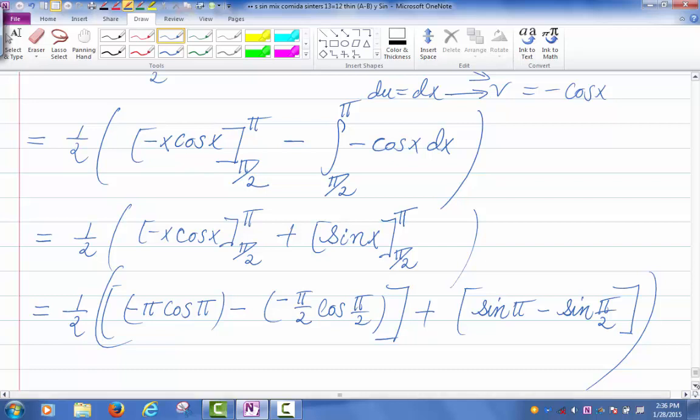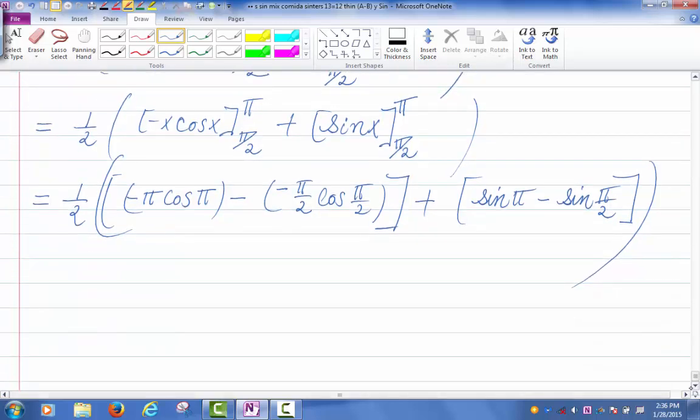Okay, now you need to know trig values. Can you tell me what this quantity is? 0, right? Cosine pi over 2 is 0. What is this quantity? Cosine pi is negative 1. So I have a negative pi there, so this would be a pi. Alright, what is sine of pi? 0. What is sine pi over 2? 1. So what do I have?